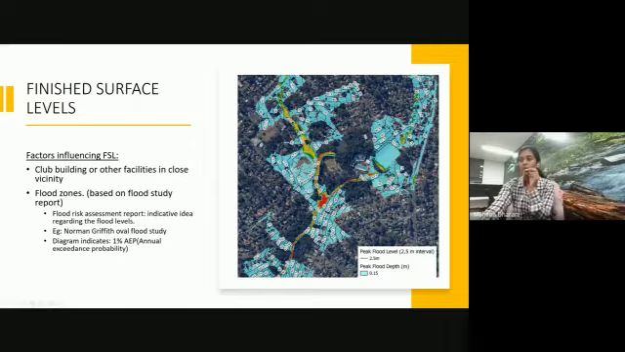So for a designer like you and me, what it means is your finished surface level cannot be any less than 72.5. If you're going to be designing a field that's going to be sitting less than that particular reduced level, your field is going to be underwater, or it's going to get washed away. So in order to avoid all that, you have to keep in consideration all of these factors.